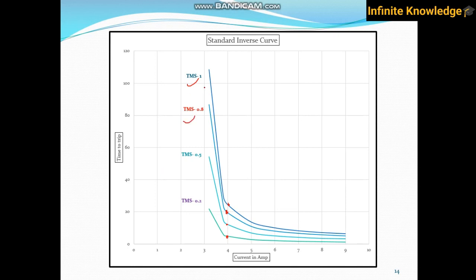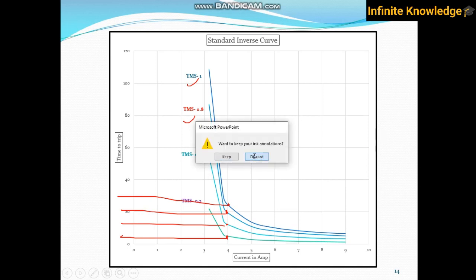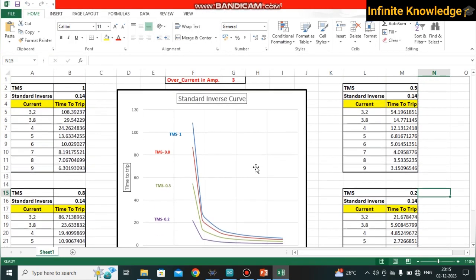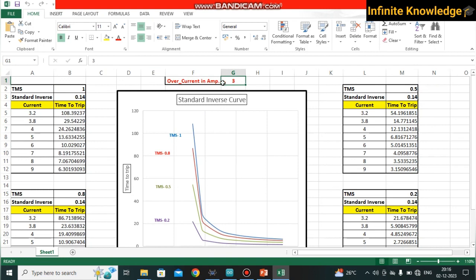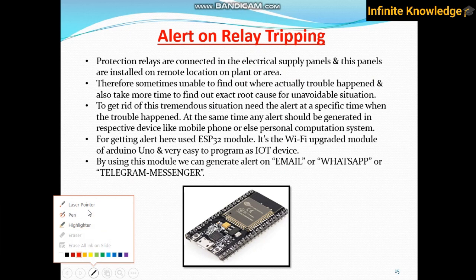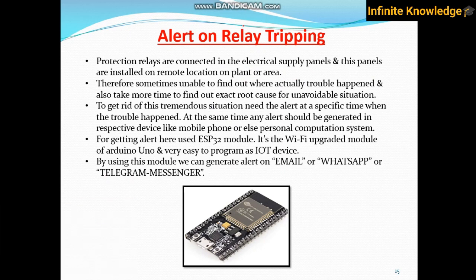When TMS is high, your time to trip is high. When TMS is low, your time to trip is low. So by changing TMS, you can change your time to trip. If you want to see this Excel file, this is specifically for an overcurrent setting of 3 ampere, with different TMS and different times to trip mentioned. You will get this Excel file in the description. And you can see here, we can generate an alert whenever your relay gets tripped.